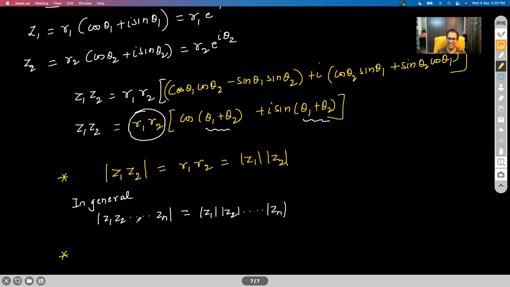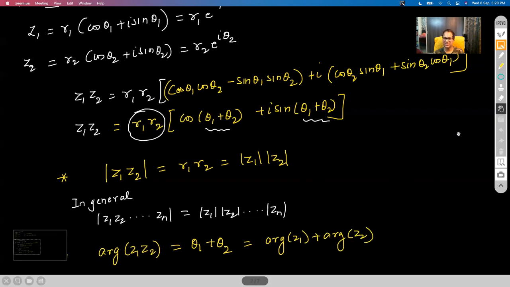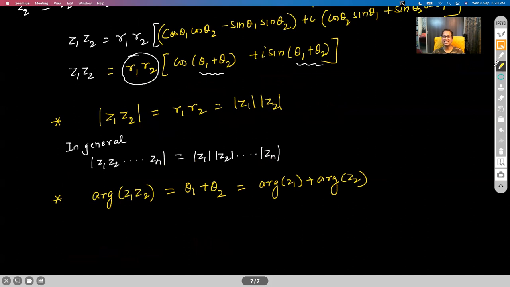Number two, you'll also see that the argument of the product is actually the sum of the arguments of Z1 and Z2. Something very similar to what happens in log operation, isn't it? So when you multiply two complex numbers, the argument of the product is the sum of the arguments of the two complex numbers which were multiplied, right? Subject to the fact that it is between minus pi to pi, of course, because we are always talking about the principal argument. So please ensure that you keep the result within minus pi to pi.